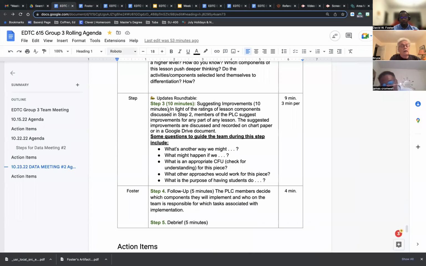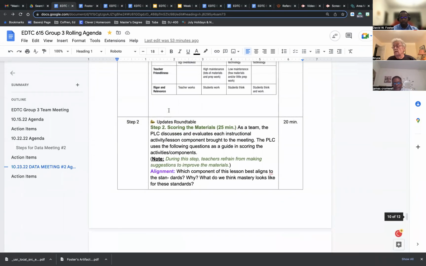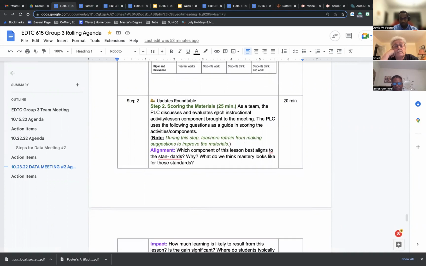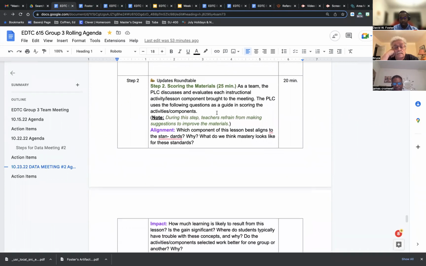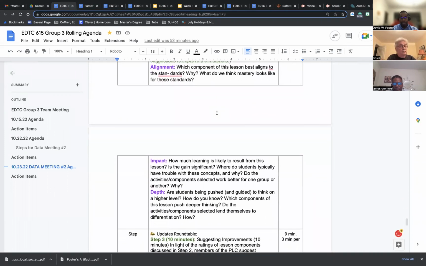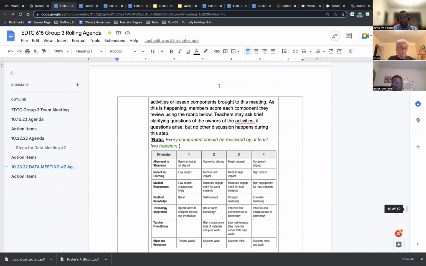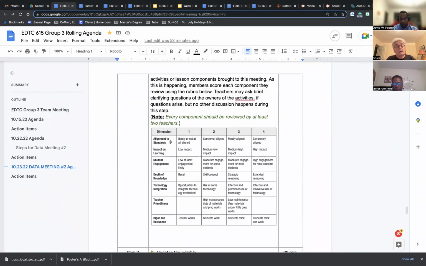So just to make sure you understand what he's talking about, step 2 says that we're supposed to, as a team, discuss and evaluate each instructional activity. We get 20 minutes, 25 minutes maximum to stay within the time, considering the alignment, the impact, and the depth. Alignment, impact, and depth in 25 minutes?